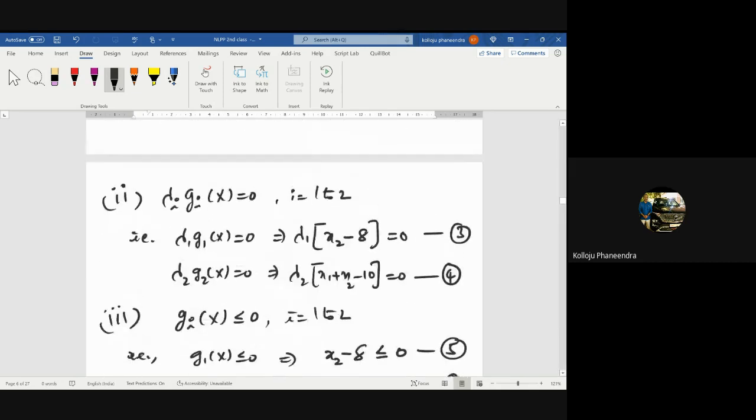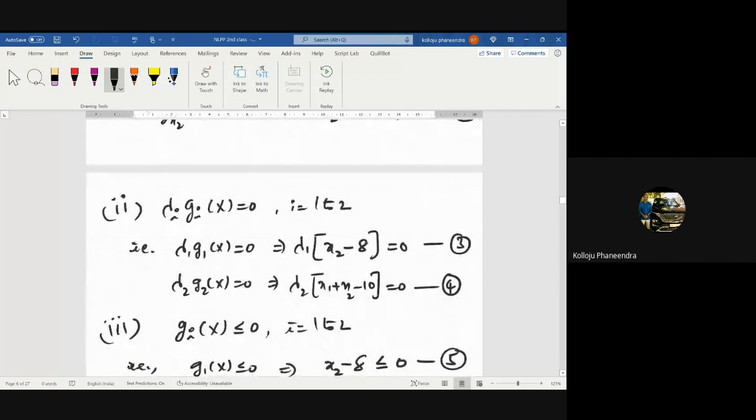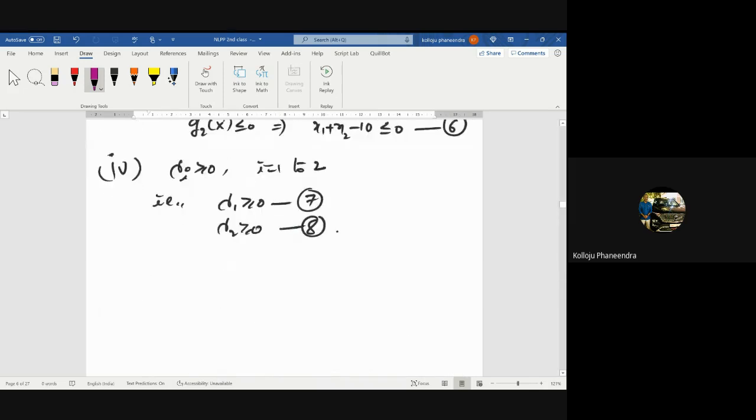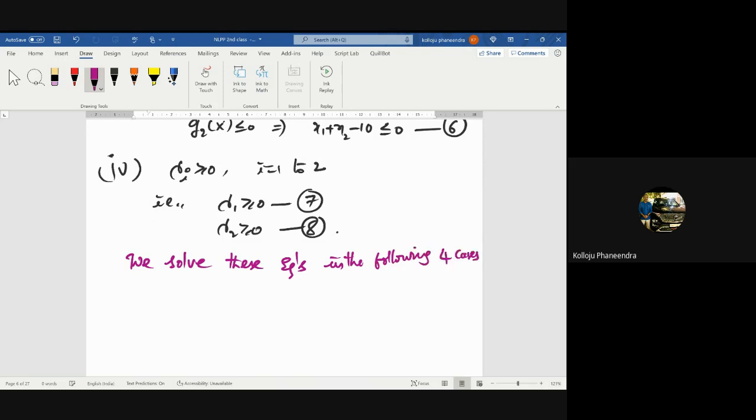All of you listen carefully. Here in the third and fourth equations, this is a multiplication of lambda 1 into this part. That means either lambda 1 equal to 0 or lambda 1 not equal to 0. Here also, lambda 2 equal to 0 or lambda 2 not equal to 0. So the entire solution depends on the cases: lambda 1 equal to 0 or lambda 2 equal to 0, or both not equal to 0, or one of them equal to 0. So there are 4 cases. We solve these equations in the following 4 cases, since only 2 variables, lambda 1 and lambda 2, are there.